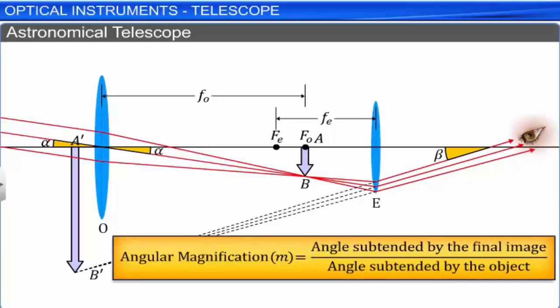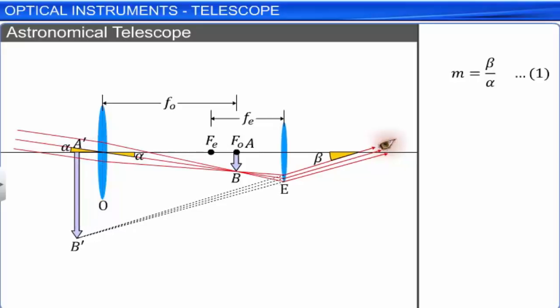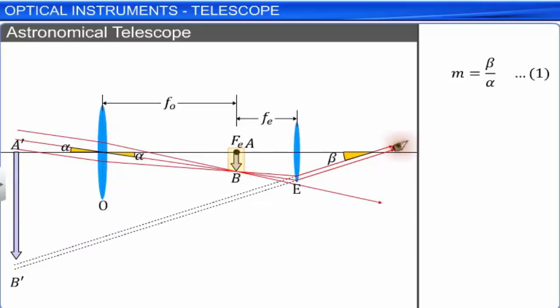Let us now derive an expression for the magnification of an astronomical telescope when it is set for normal adjustment. The telescope is said to be set for normal adjustment if the final image is formed at infinity. If the image AB is on the focal plane of the eyepiece, then the final image is formed at infinity. Since the two angles alpha and beta are very small, tan alpha is approximately equal to alpha, and tan beta is approximately equal to beta. But tan alpha is equal to AB by FO, and tan beta is equal to AB by FE. Hence, for small angles of alpha and beta, we can write that alpha is equal to AB by FO and beta is equal to AB by FE.